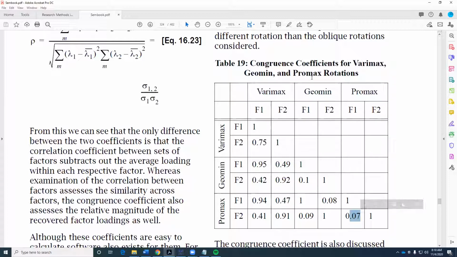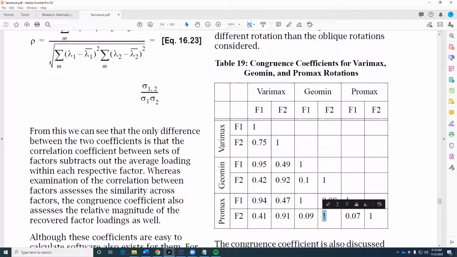If we're going to address the question of how similar these solutions are to each other for the two oblique models, factor one from the Geomin and factor one from the Promax are pretty much the same thing. Similarly, factor two from the Geomin and factor two from the Promax are also pretty much the same thing. So your conclusion in this little example would be that it doesn't really matter at all whether you've got a Geomin or a Promax rotation.